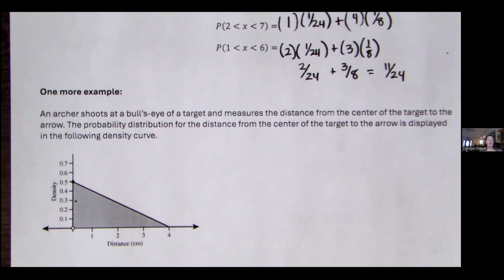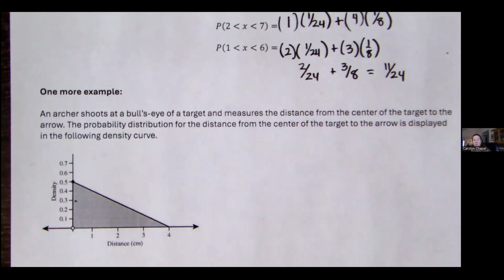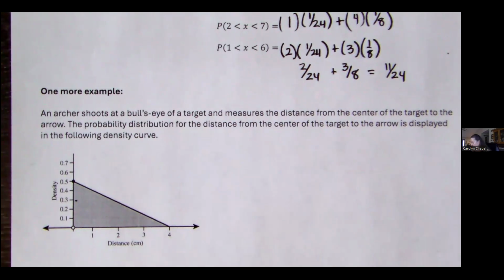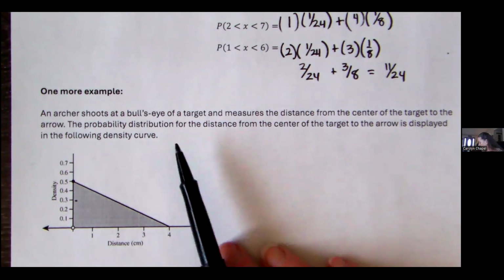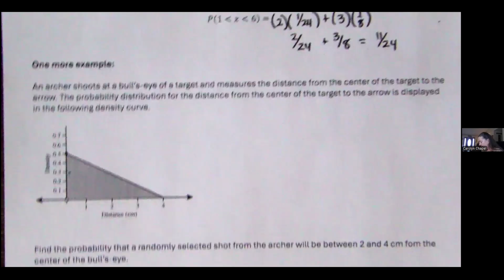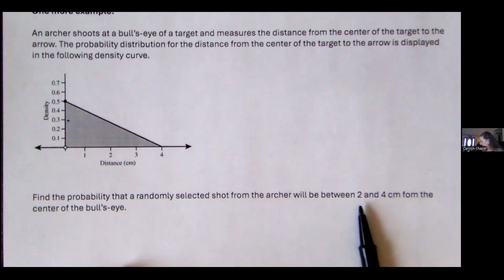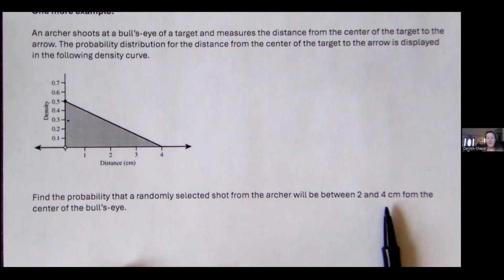So here's another example. We have an archer that shoots at a bullseye target and measures the distance he is from the center of the target. So this measures how far away he is from the center of that target. And we want to know, what is the probability that a randomly selected shot will be between 2 and 4 centimeters from that bullseye?